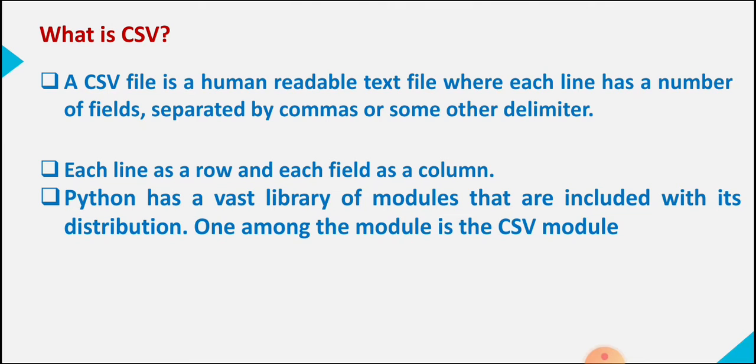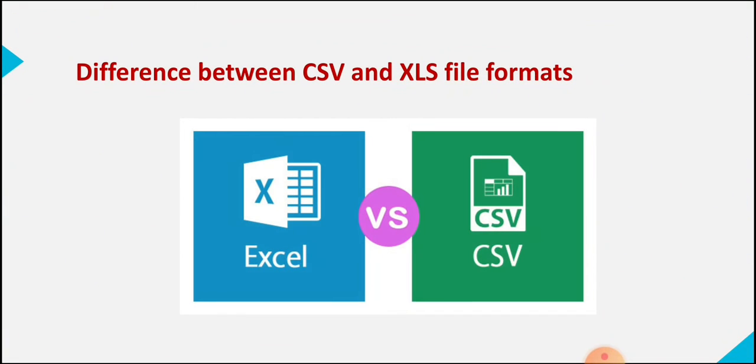So in a CSV file all the data are stored line by line. Here each data item is separated by a comma or any other delimiter. Each line is considered as a row. In a CSV file each line is a row and each field is a column. Python has a vast library of modules included with its distribution. One among them is the CSV module, so CSV is also one of the modules used in the Python programming language.